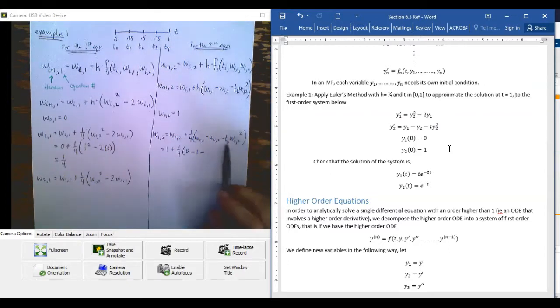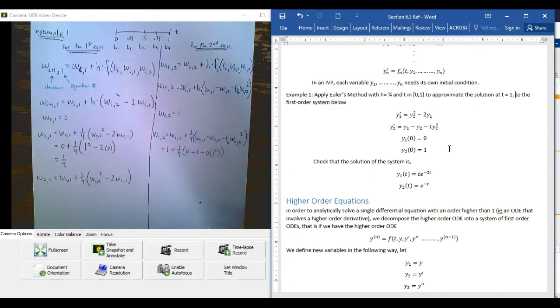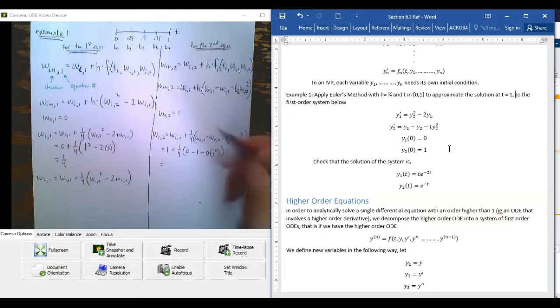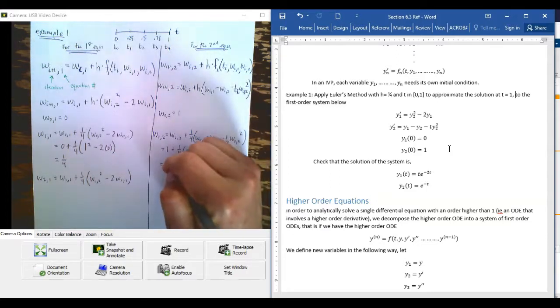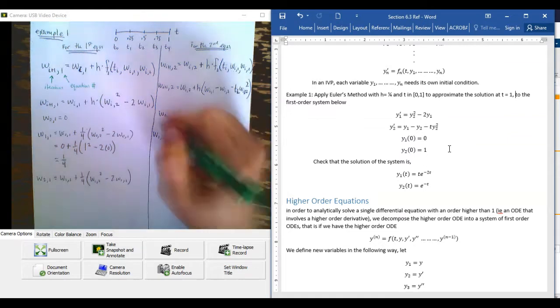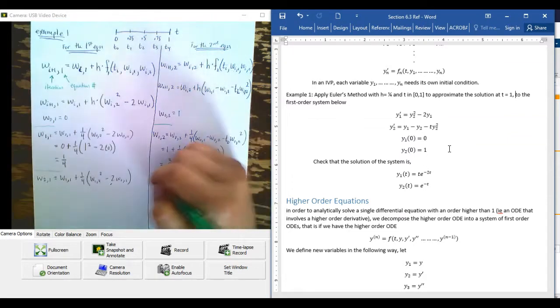So t0 is 0 times W02 squared, that's 1 squared. Okay, so let's see what we get. This will be 1 plus 1/4 times -1, 1 plus -1/4. It's 3/4.